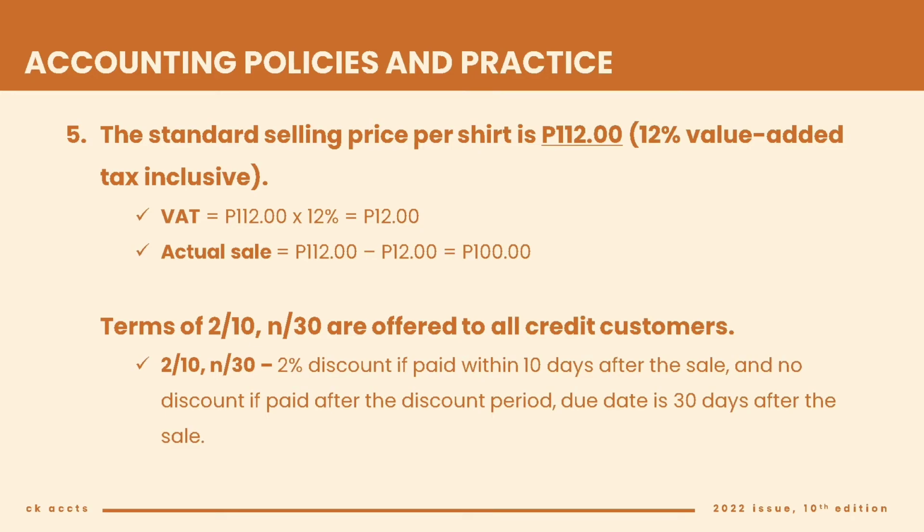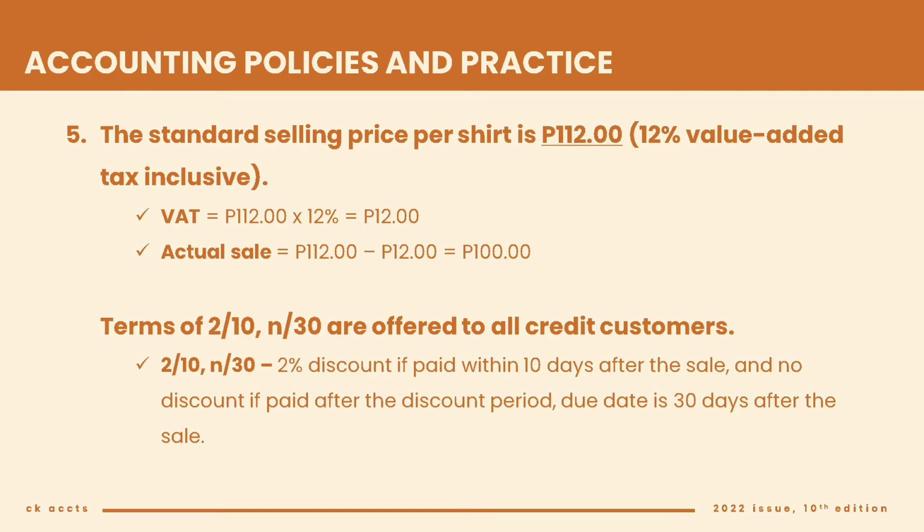Okay? Pero yan yung sinusunod natin or automatic na siya na kapag nagbenta tayo sa customer natin tapos hindi siya nakapagbayad agad at on credit yung pagbili niya nitong shirt o yung pag-order ng shirt sa atin, automatic na ang terms nila ay 2/10, n/30. Okay?